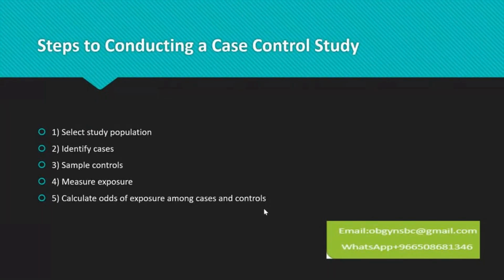Then, how do you sample controls? You should remember that the only difference between the cases and the controls will be the outcome. Maybe they had the same exposure, or maybe they were not exposed, but you are going to focus on the outcome. So you need to measure exposure, then calculate the odds of exposure among the cases and controls before giving your definite opinion.